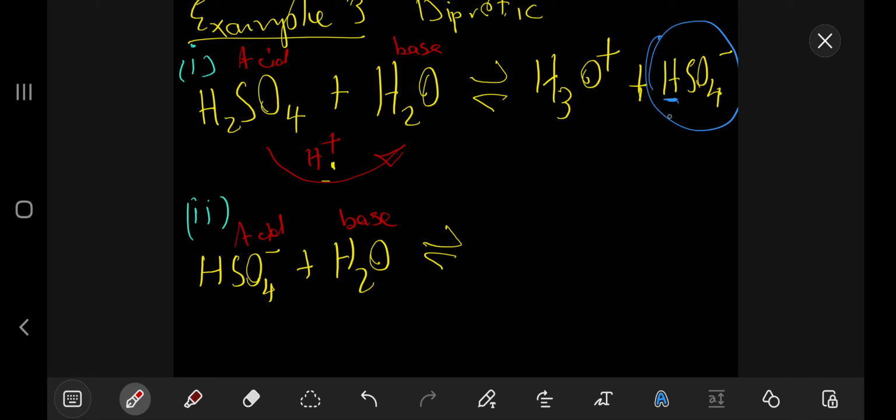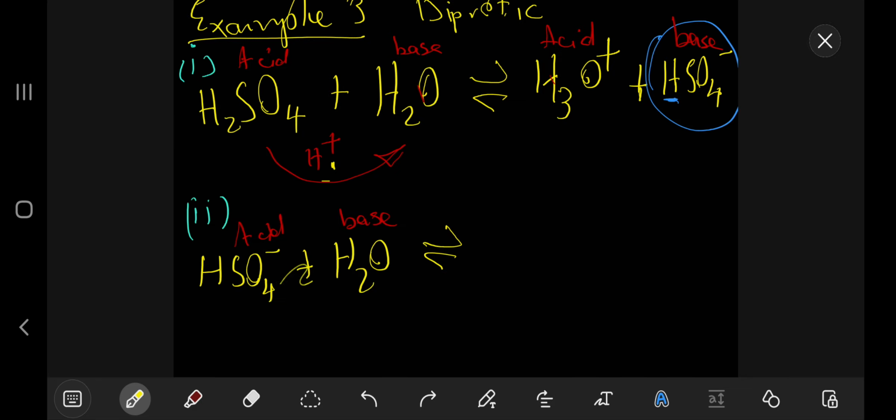Okay, so look, identify in the first reaction: we have an acid, we have a base, and obviously this is an acid, therefore this will be the base in that case, right? But when you take this one and react it with water, it becomes the acid. So there must be a term for this HSO4 minus, right? It can act as a base in the first reaction, but in the second reaction it acts as a what? As an acid. So that is an ampholyte.